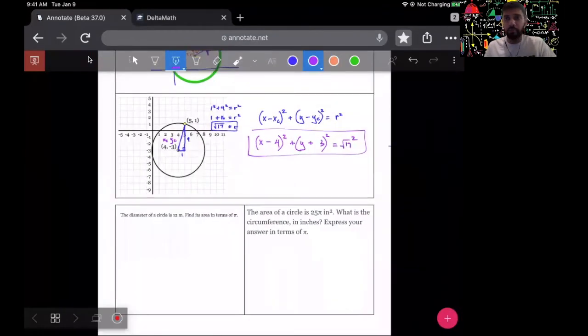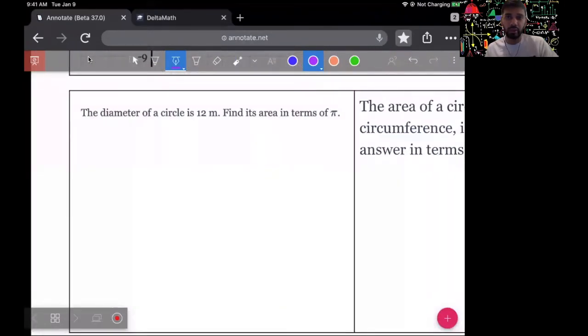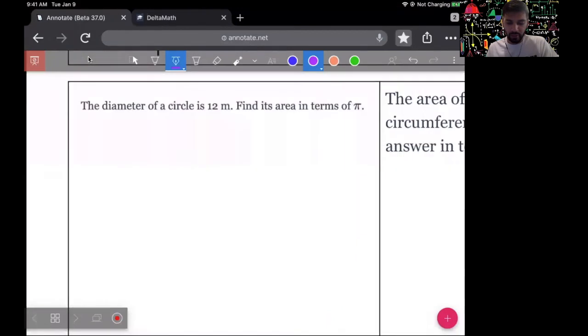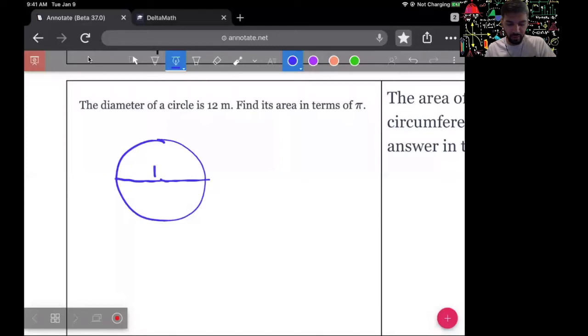Okay, now we can apply this and figure out some other types of applications of using circles. So this problem is another similar type of problem you might see in Delta Math. It says the diameter of a circle is 12 meters. So a diameter is all the way across, don't forget that. So if this is 12, then half of it is the radius, which is 6. So let's find its area in terms of pi. That means leave pi in your answer.